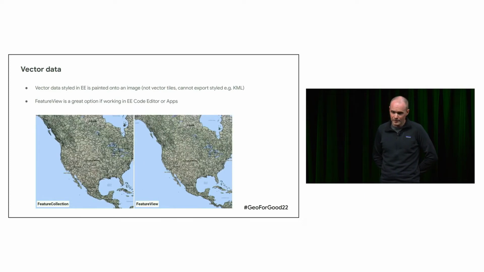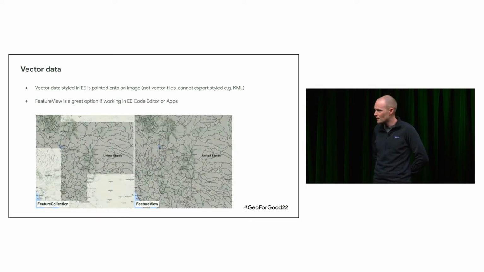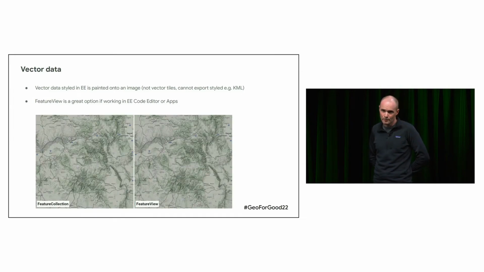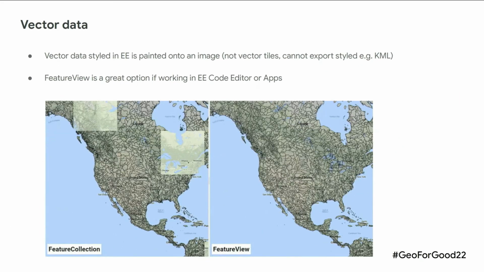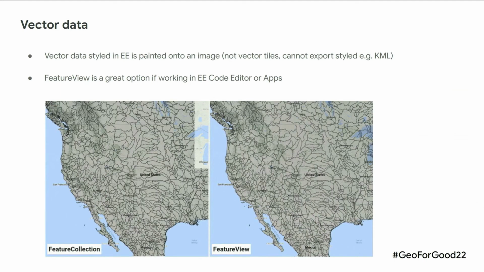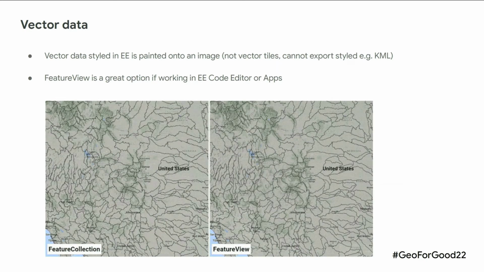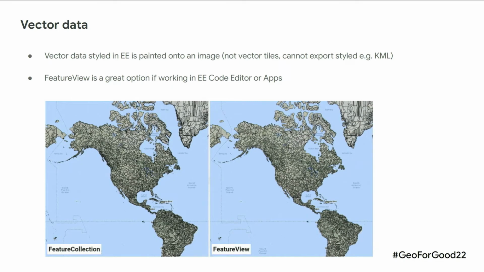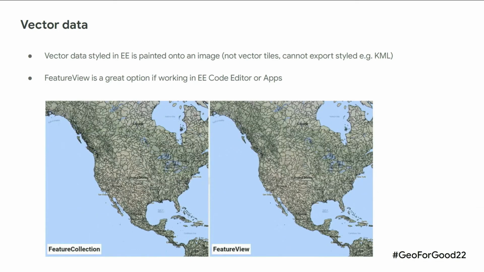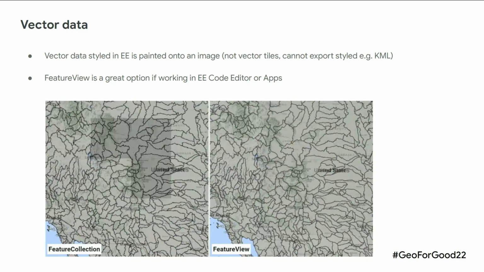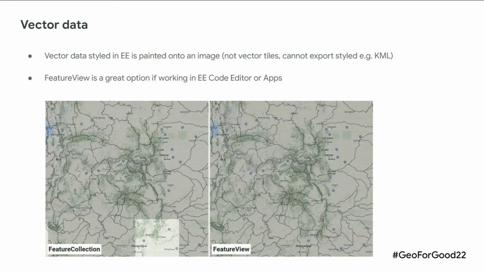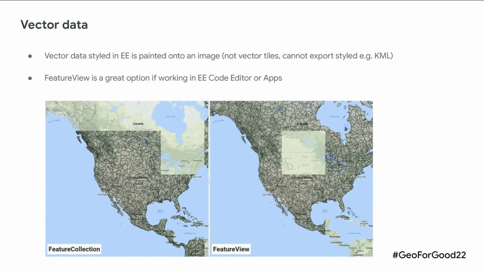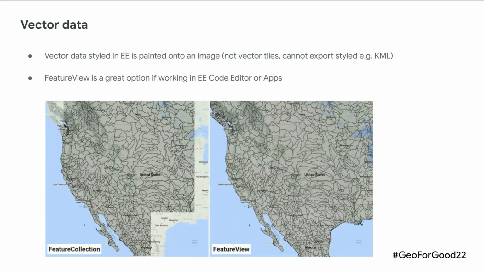And so up to this point, we've been talking about image data, and that's what we'll focus on. But just to say that you can also visualize vector data. And an important point to make is that when you visualize vector data, it's actually painting shapes onto an image, and then you're styling that image, essentially. And so they're not vector tiles, and you cannot style them and, for instance, export your styling as a KML. It's actually an image that you're going to be looking at.